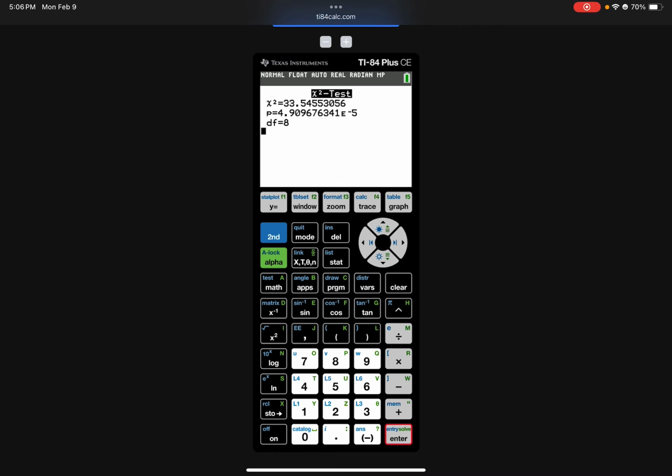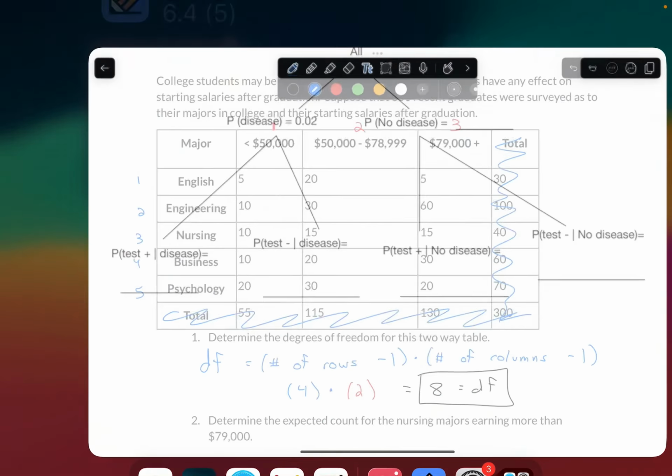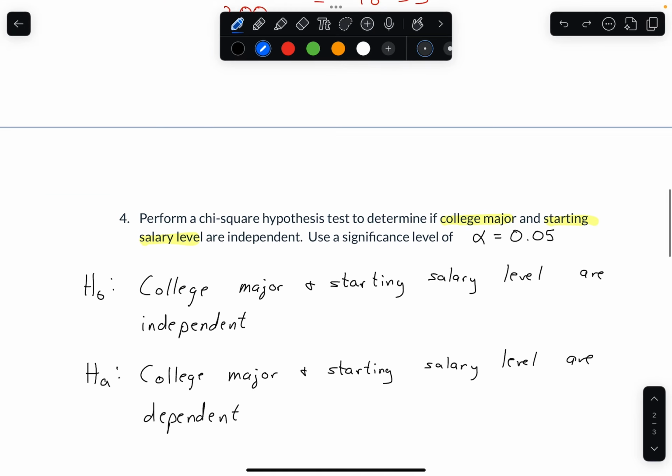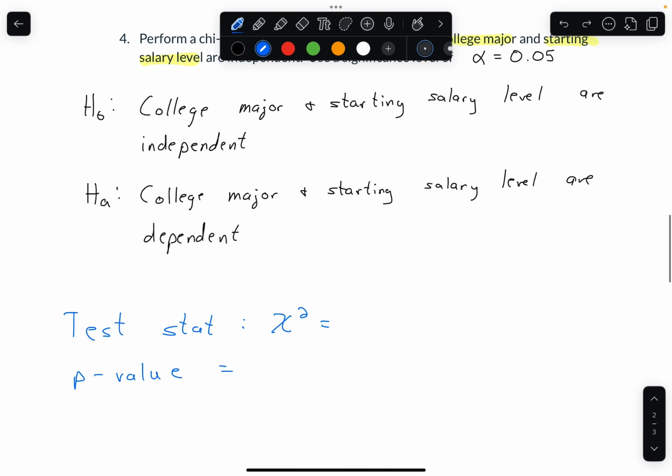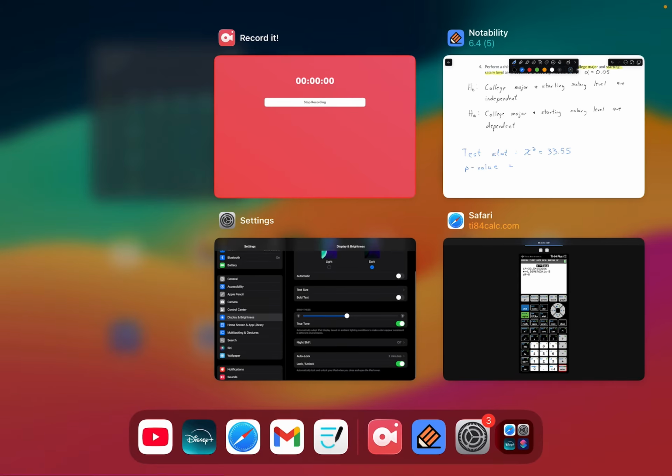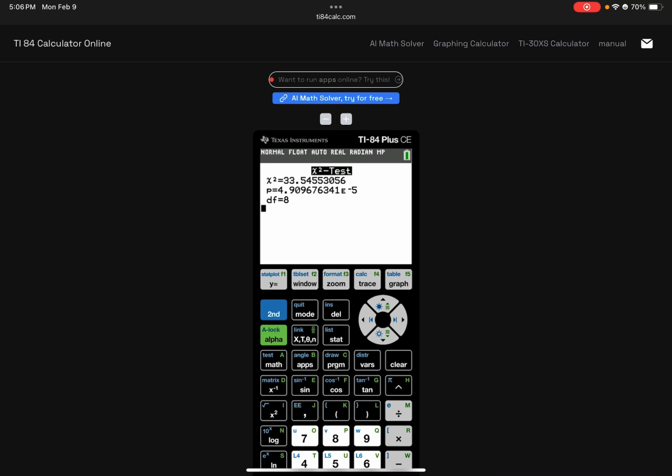And my p-value in this case, this looks a little bit funky, but let's talk about the test statistic first. We said 33.55. Let's get that down. So my chi-squared value is, we said, 33.55, which is very high. That's a very large test statistic. Our p-value then, what we're seeing in our calculator is 4.909, and so on. And then at the end, you'll see that e minus 5. So that's scientific notation from the graphing calculator.